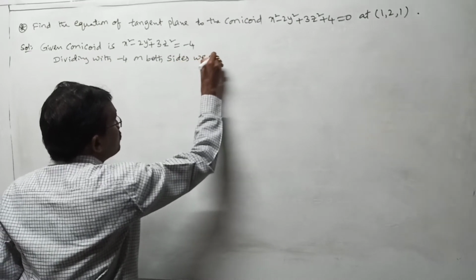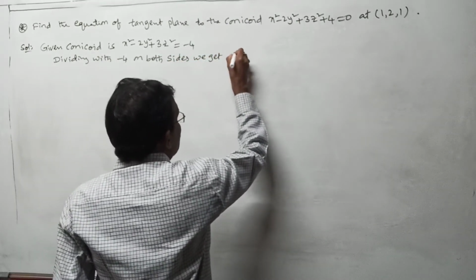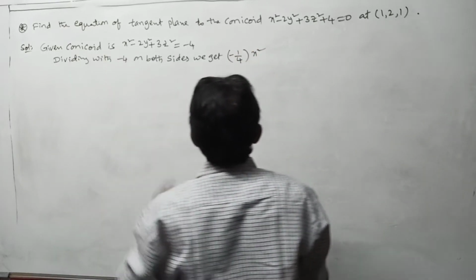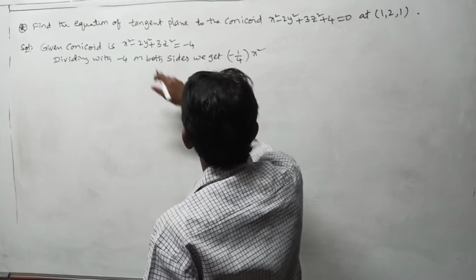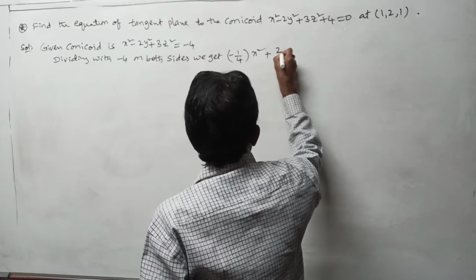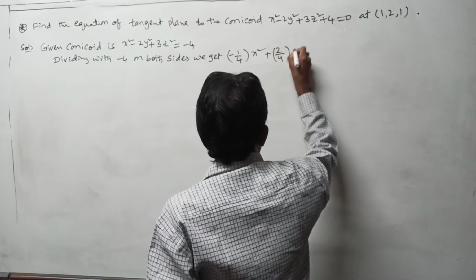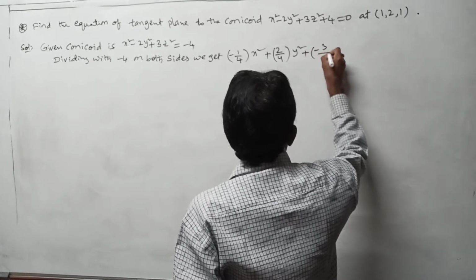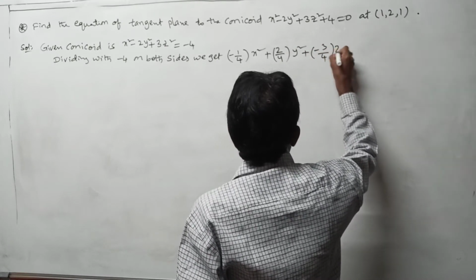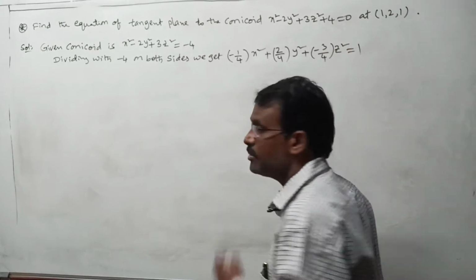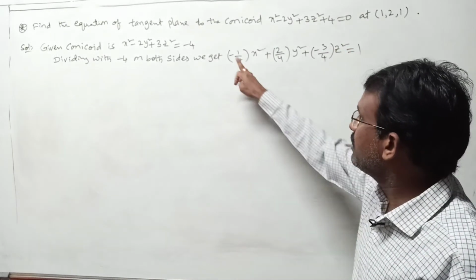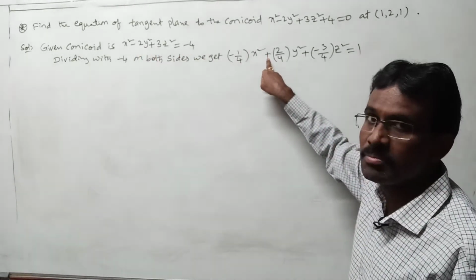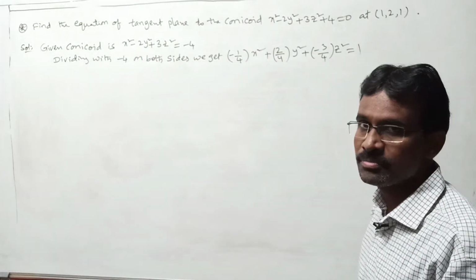We get, what is that? Minus 1 by 4 into x square, minus 1 by 4 into x square, minus into minus becomes plus 2 by 4 into y square, plus minus 3 by 4 into z square is equal to 1. Any problem with this? We are dividing with minus 4 on both sides. Here minus into minus becomes plus. That's why you got plus here. Here it is minus itself.